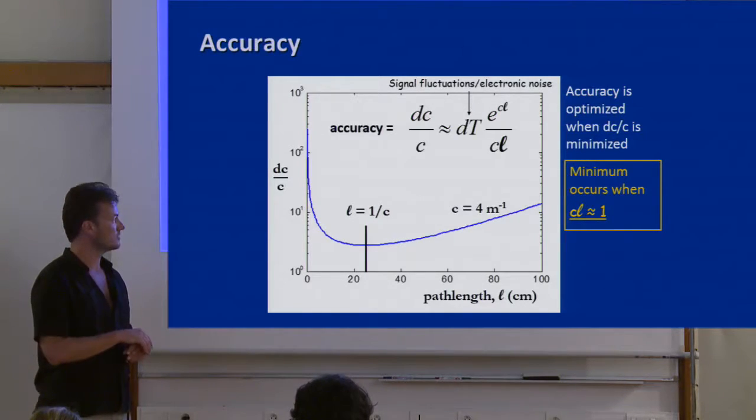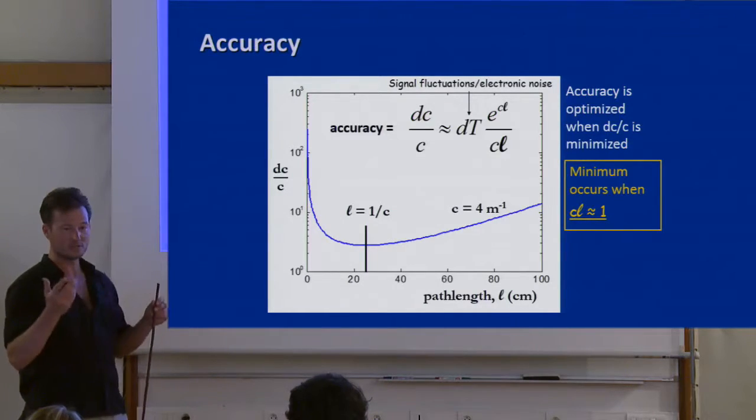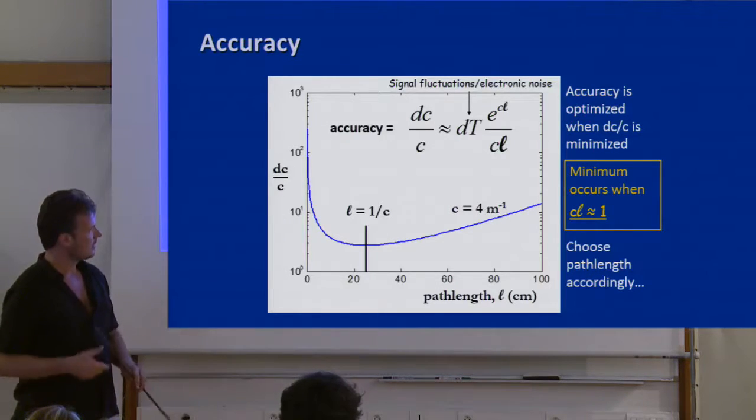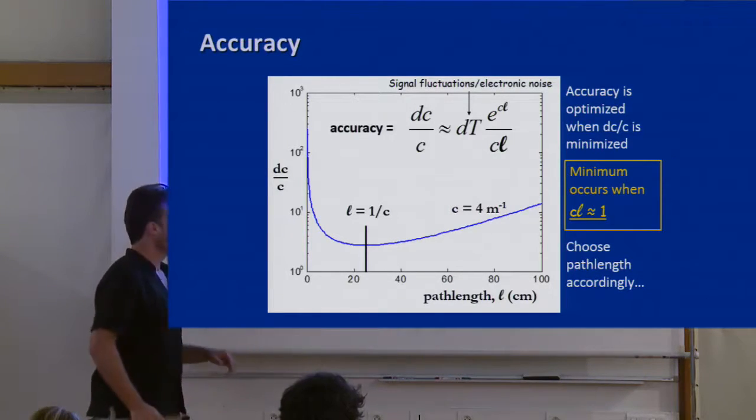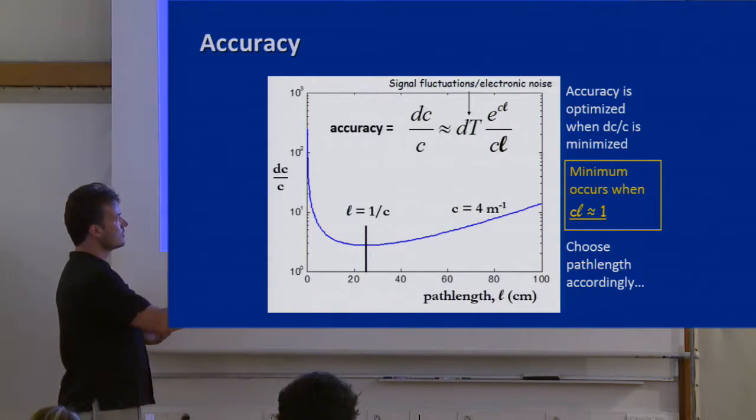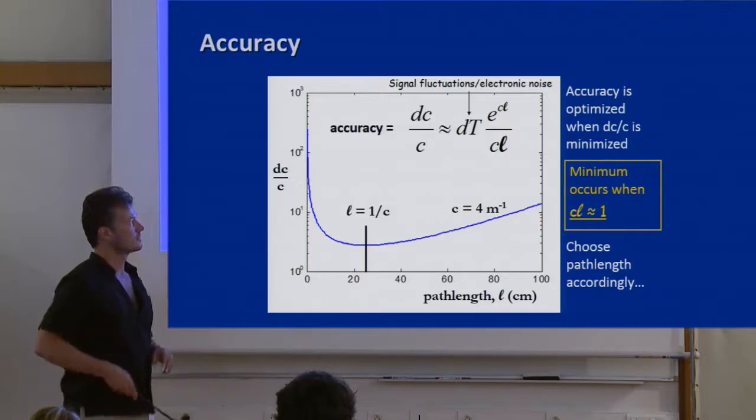So you don't really see that anywhere in the ocean. You see it in some coastal waters, resuspension events. It's a very, very high number. And choose path length accordingly. The reason the AC9 still works in very, very clear water is because this number is incredibly low.